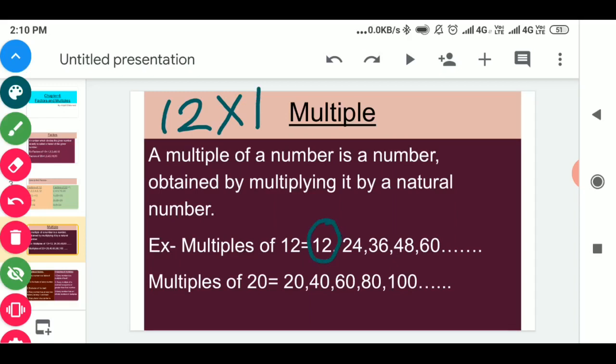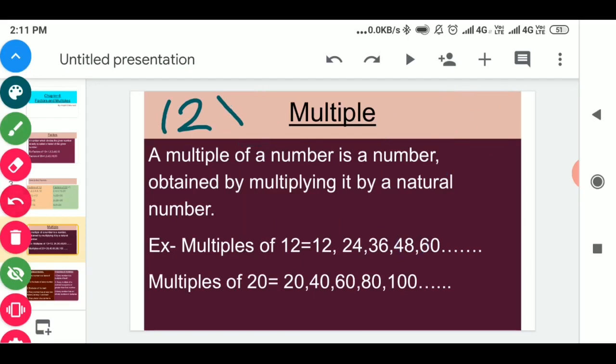When we multiply 12 by 2, we will get 24. That will be the second multiple of 12. When we multiply 12 by 3, we will get 36. It means 36 will be a multiple of 12. When you multiply 12 by 4, you will get 48. So 48 will be a multiple of 12, which is the fourth multiple.